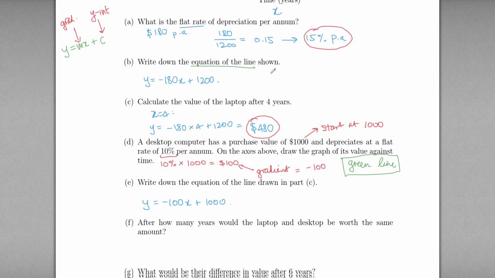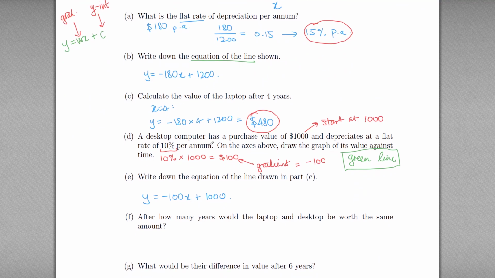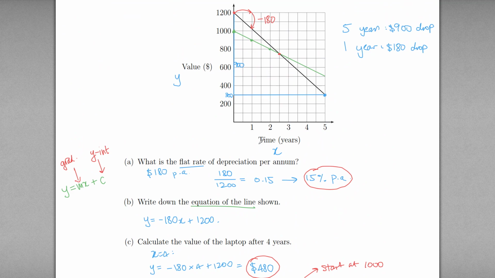So that means it's going to be where 1200 minus 180x equals 1000 minus 100x. So you could solve this equation, or you could just look at the graph and think, I know it's going to be after 2.5 years.